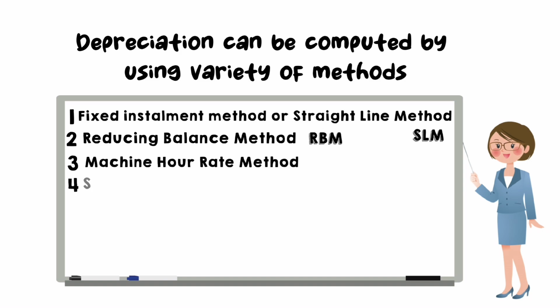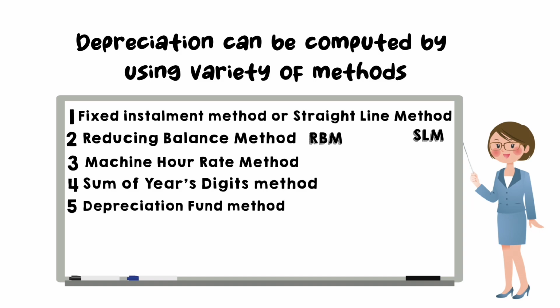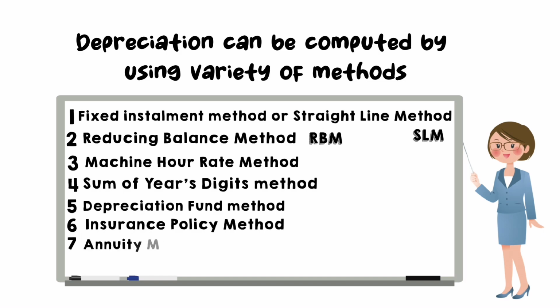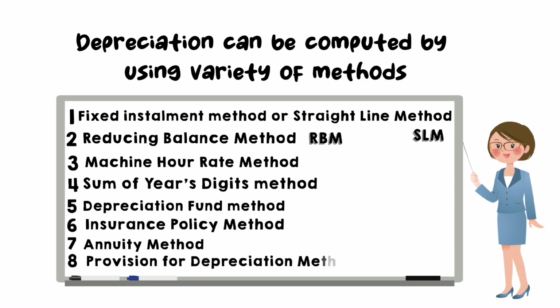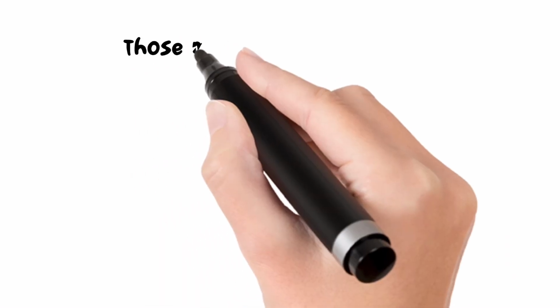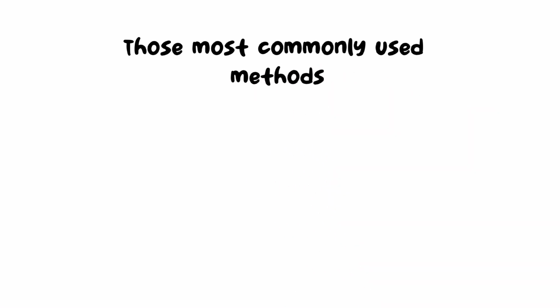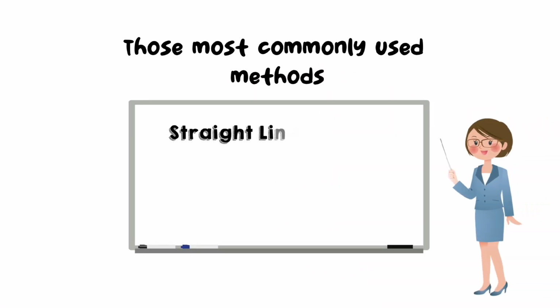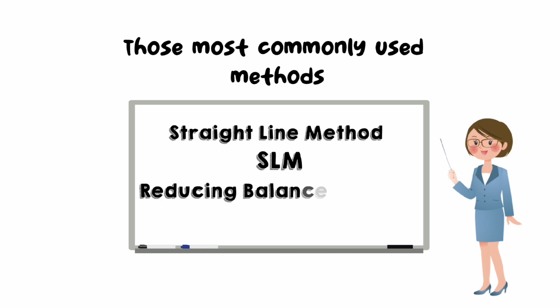4. Sum of years digits method. 5. Depreciation fund method. 6. Insurance policy method. 7. Annuity method. 8. Provision for depreciation method. The most commonly used methods are straight line method, SLM, and reducing balance method, RBM.